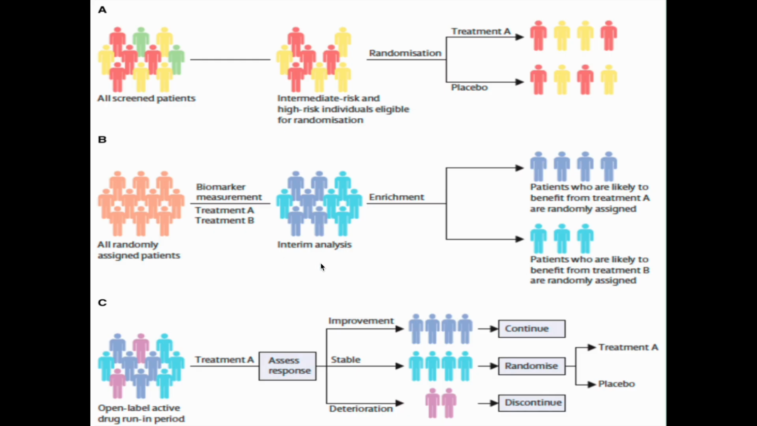The next step is randomized discontinuation design. All patients start on active treatment, which is open label, and gradually when you see improvement you continue the treatment. In stable patients you randomize them, and for worsening patients you just remove them. So this helps again in enriching the trial and removing those patients who will dilute your result.